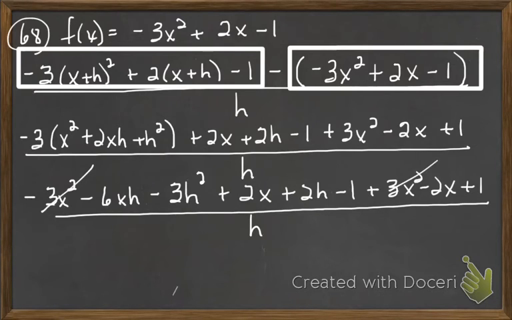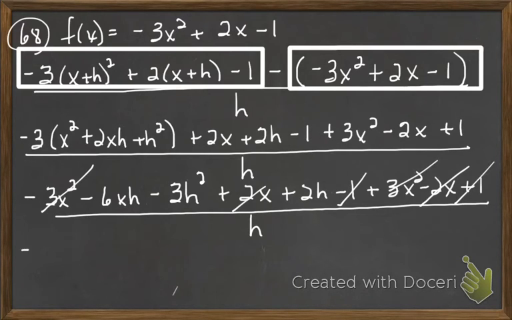The next one is plus 2x. It doesn't have an h. So is there something that cancels with plus 2x? Okay. Plus 2h will stay. Then you have a minus 1 and a plus 1. Those don't have h's in them. Those will cancel. If you've done this formula correctly, everything that doesn't have an h will cancel.